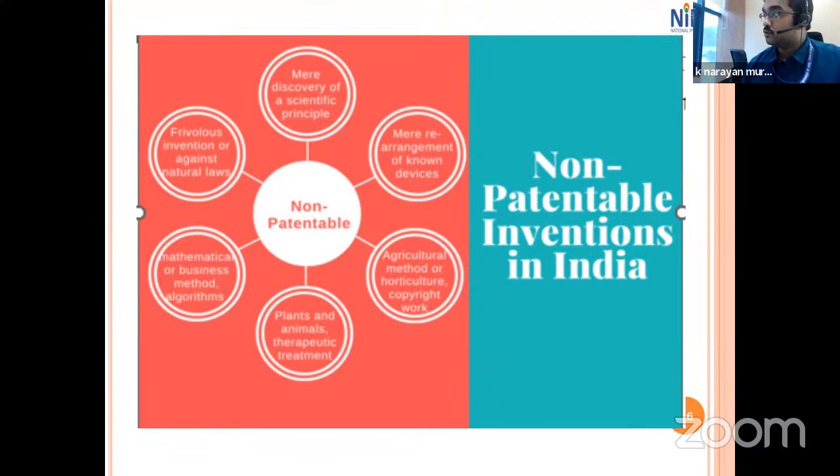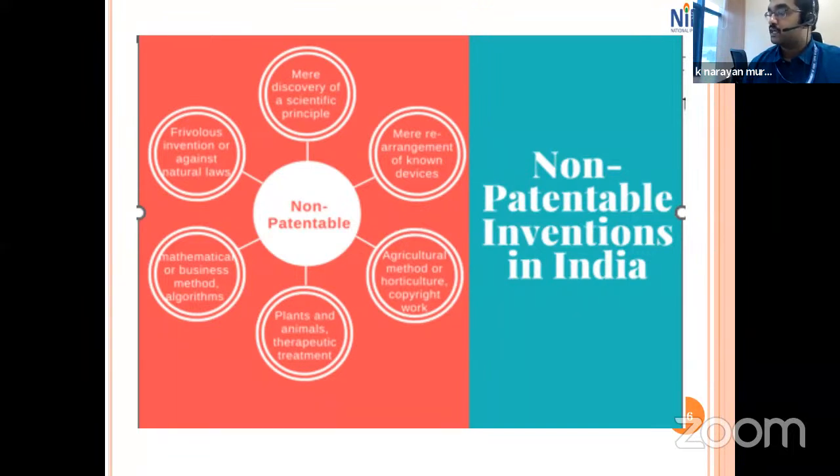Invention is something new, which is not there in the universe. Discovery is already there in the universe. You have just discovered it. Like discovery of moons of a particular planet, that would come under discovery. But that is not an invention. You haven't done anything new with that. So that is a non-patentable invention. This is not patentable in India.